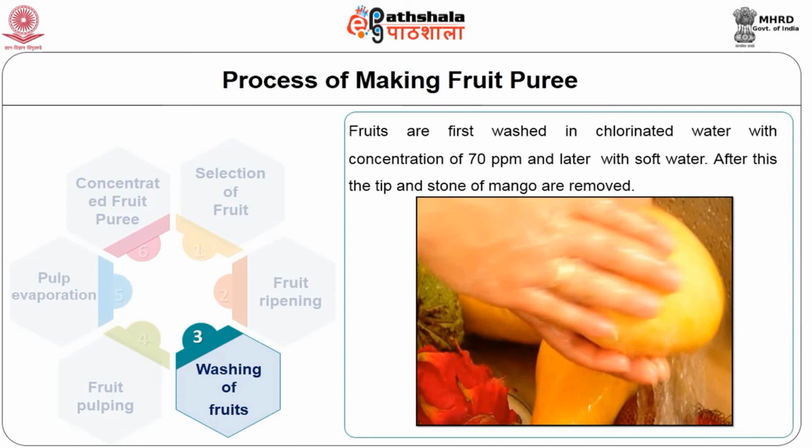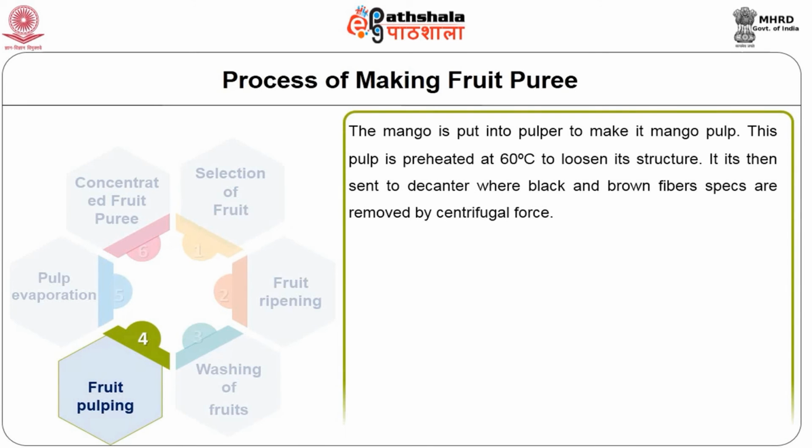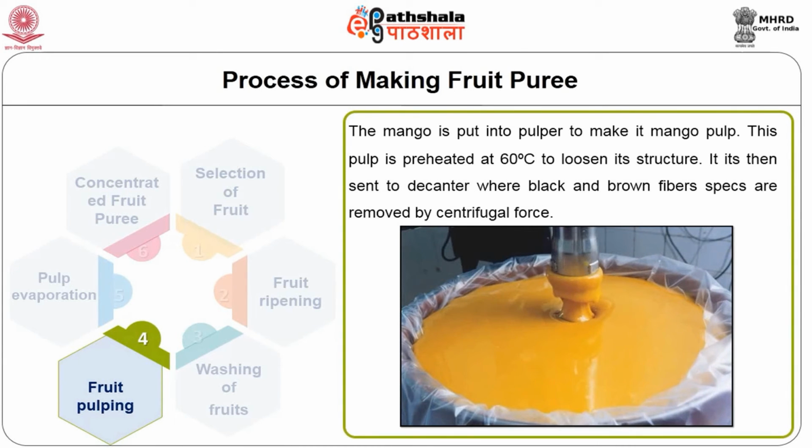Then the fruits are washed in chlorinated water with a concentration of 70 ppm, followed by washing in soft water. The tips and the stone of the mangoes are then removed. The mango then goes to the pulper, from where you will get mango pulp. The pulp is then preheated at 60 degrees centigrade to loosen its structure. The pulp is sent to the decanter, where the fibers, black and brown specks are removed by centrifugal force.